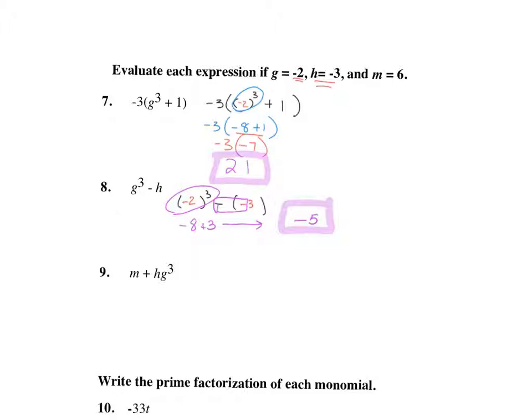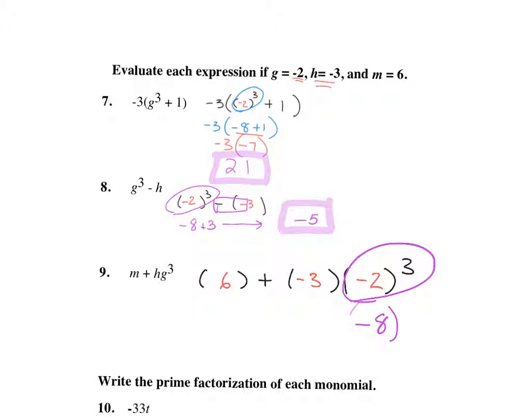Number 9, m plus h g to the third. The g is to the third. m is equal to 6, h is equal to negative 3, and g is equal to negative 2. First you do the exponents. That's negative 8. Negative 8 times negative 3, and then adding 6 to it. Negative 8 times negative 3 is 24, plus 6, and your answer is 30.